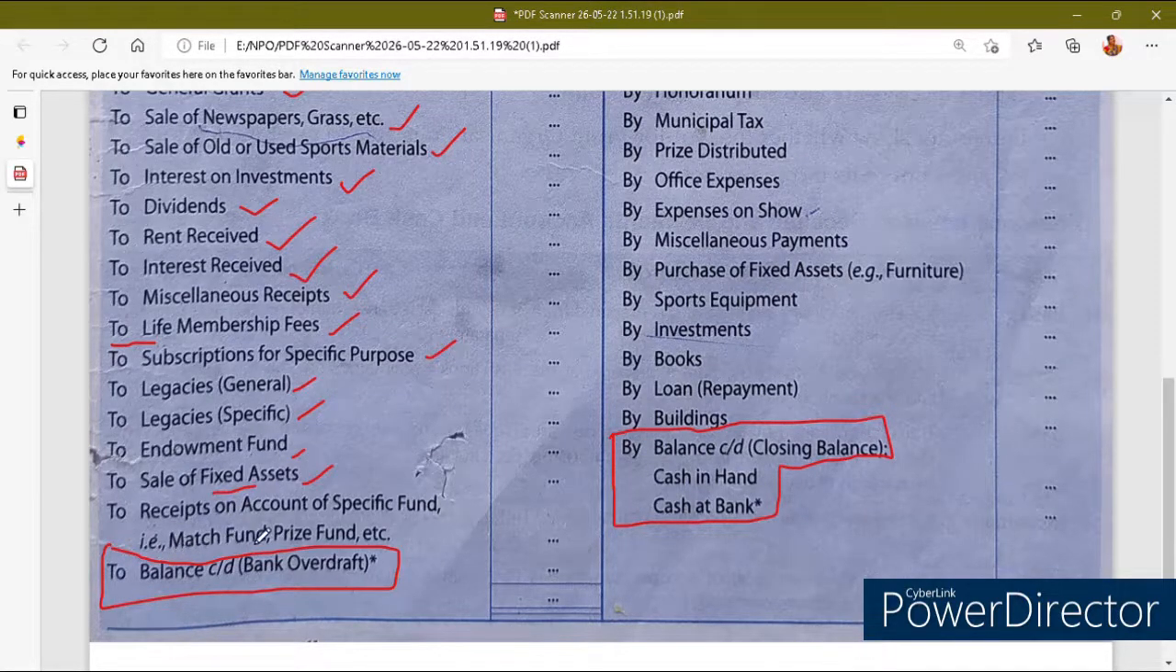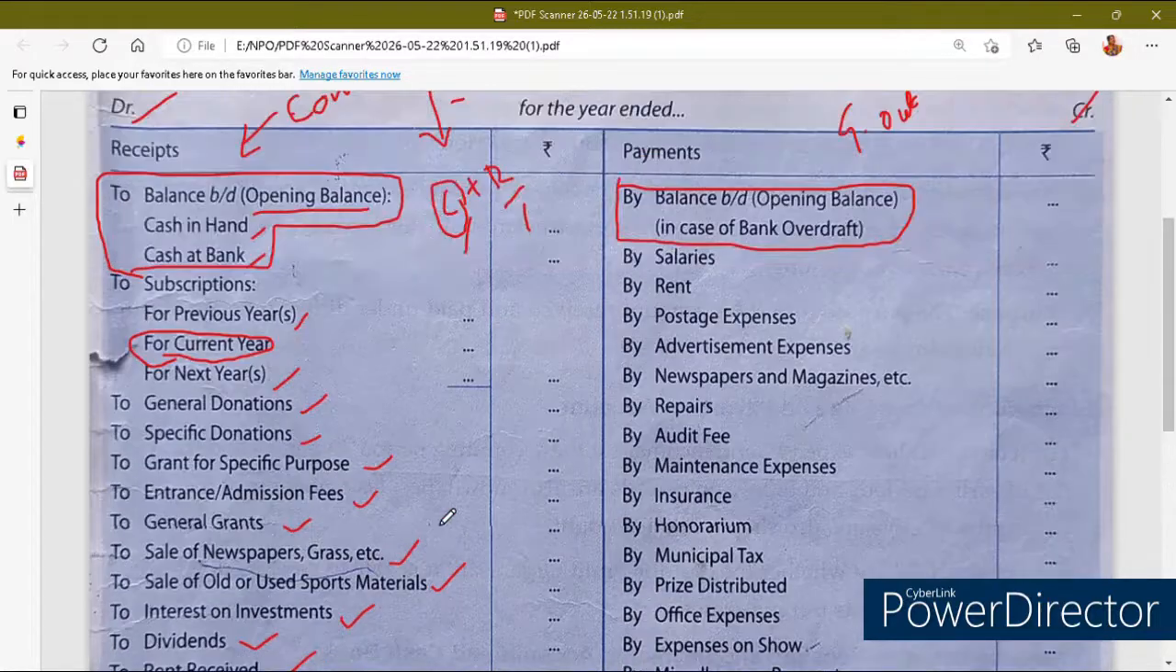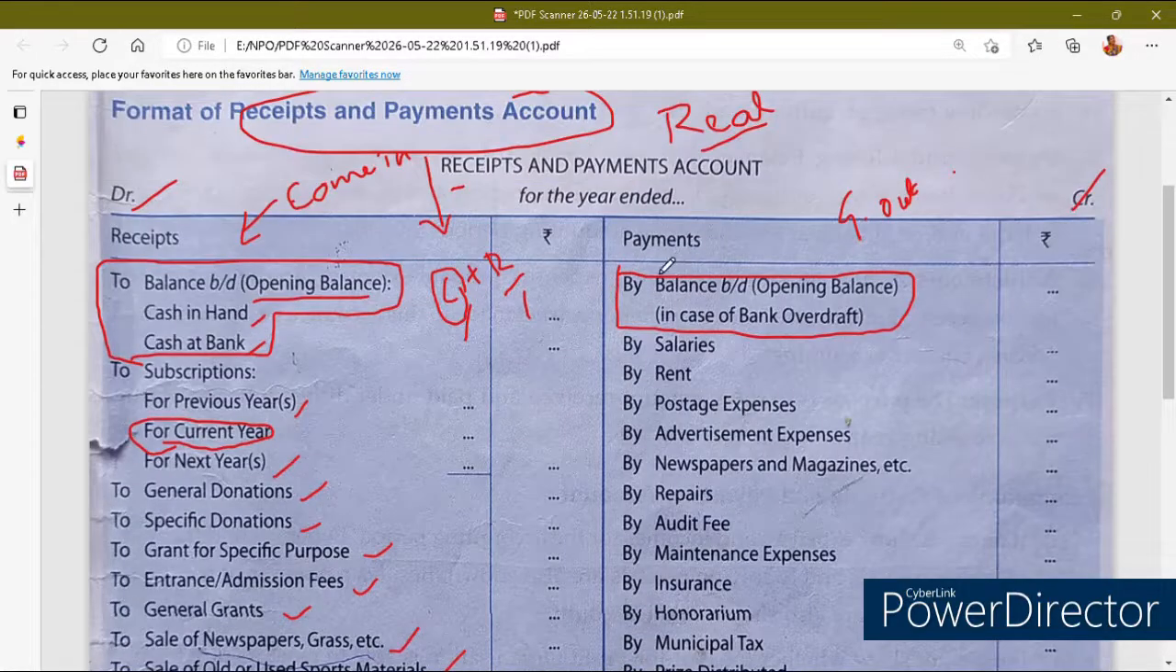And receipts on account of specific fund. So what are the specific funds? Match fund, government fund, prize fund. So specific and general both will be recorded in receipts and payments account. But if you take income and expenditure account, very few items will be taken into account, especially general in nature, not specific. And on the payment side also, capital and revenue payments will be taken into account.